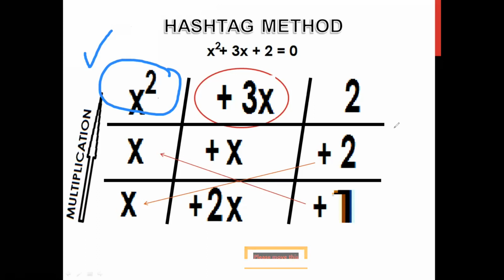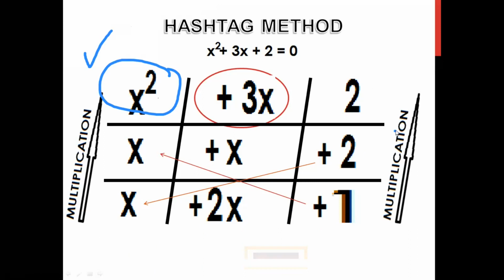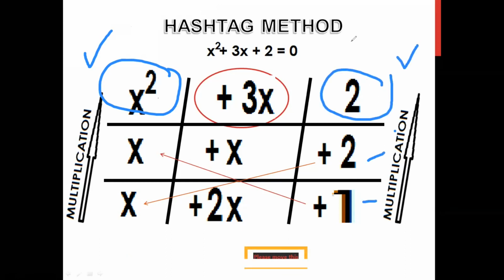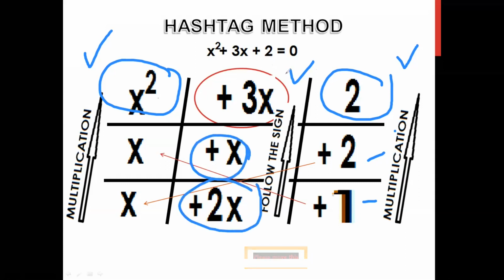Then the next one is multiplication in our constant. 2 times 1, we can get the 2. So check. 1 times 2, we got positive 2. Check. Then the next one is follow the sign. So we have positive x plus 2x, so we can get the 3x. It is according to our table, so it agrees. So x plus 2x, we get the 3x.